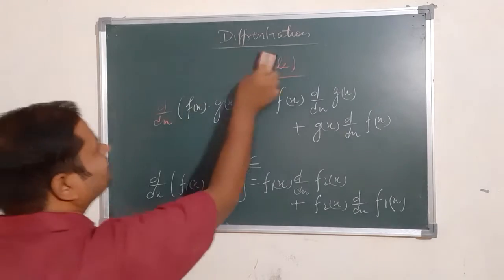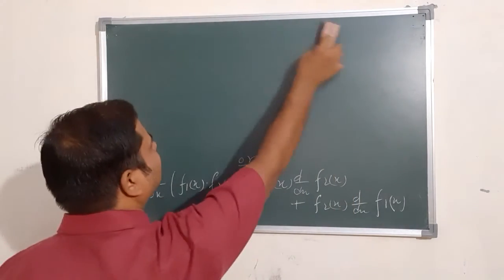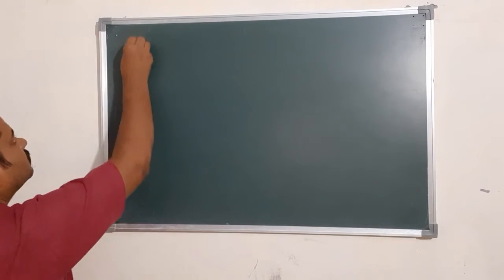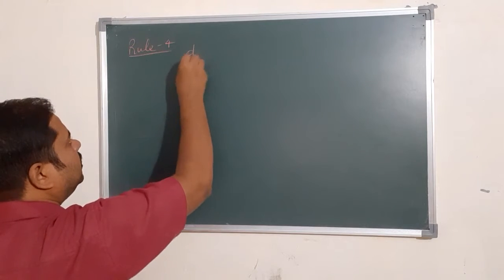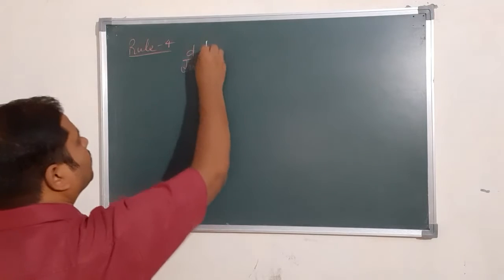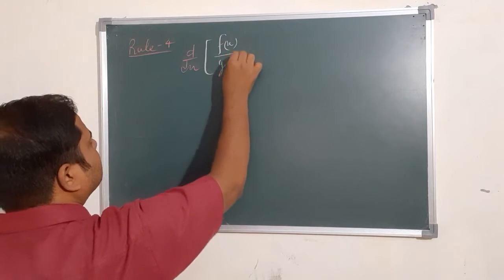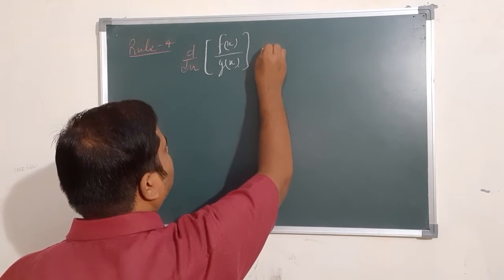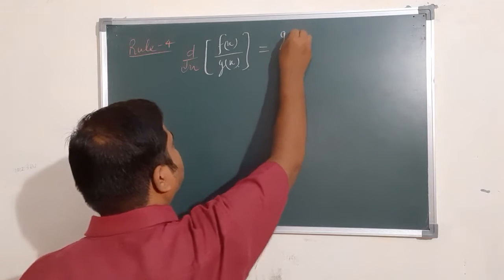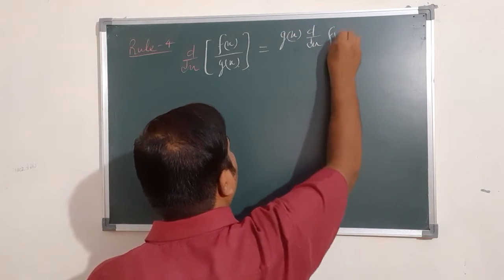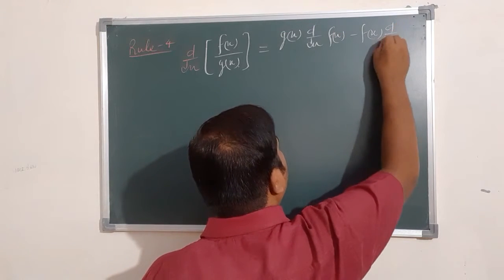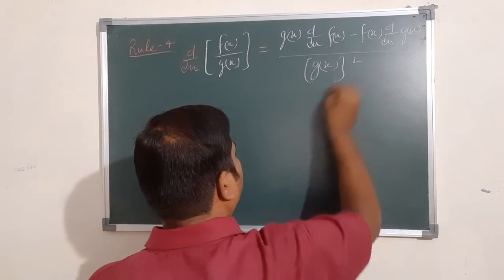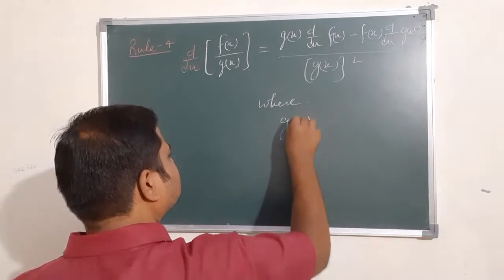Okay, now the fourth rule, rule number 4. d by dx of f(x) upon g(x), where g(x) does not equal 0, is equal to g(x) into d by dx of f(x) minus f(x) into d by dx of g(x), divided by g(x) whole square, where g(x) does not equal 0.